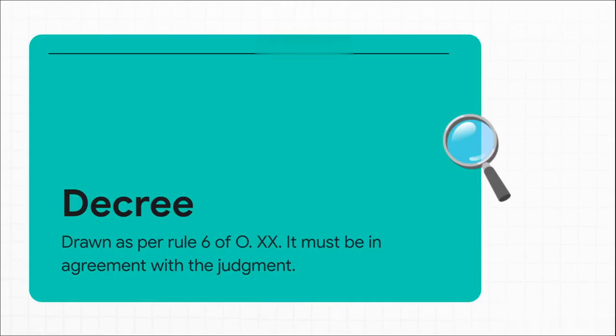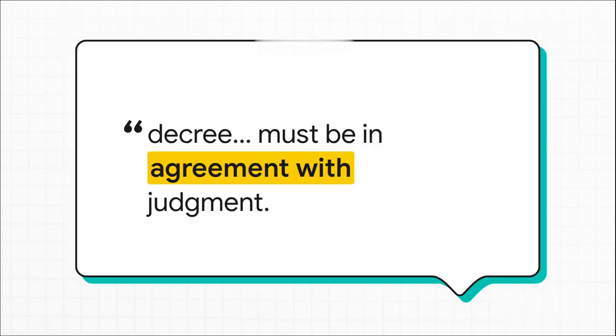Now, a lot of people tend to confuse the judgment with the decree, but they are very distinct. While the judgment contains all the deep reasoning, the decree is the official, operational order drawn up afterward. It's the formalized legal instrument that actually gives effect to the judge's decision. And this brilliantly illustrates the exact relationship between these two documents.